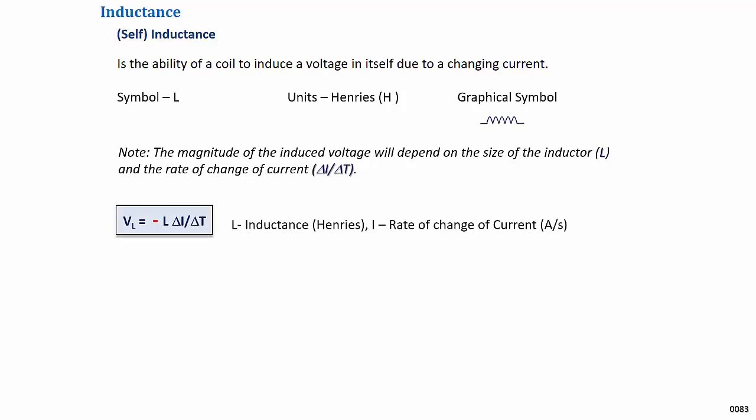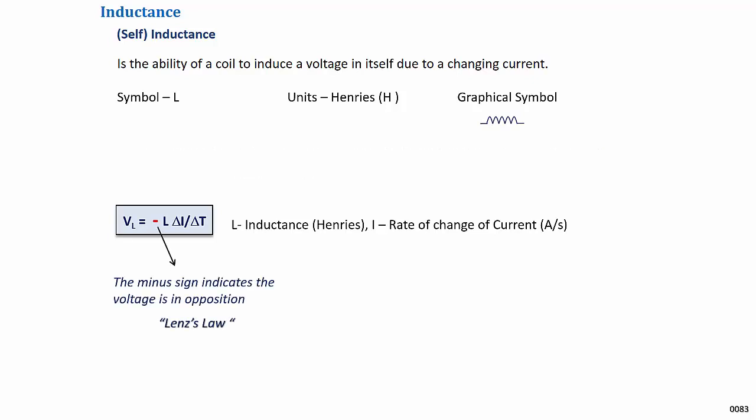There is a relationship between induced voltage, the inductance, and the rate of change of current. The highlighted box shows the induced voltage is equal to the size of the inductor times the rate of change of current. Provided the inductance is in henries and the rate of change of current is in amperes per second, then the voltage calculated will be in volts. The minus sign in the formula indicates that the induced voltage will be in opposition to the supply producing it. Lenz's law.